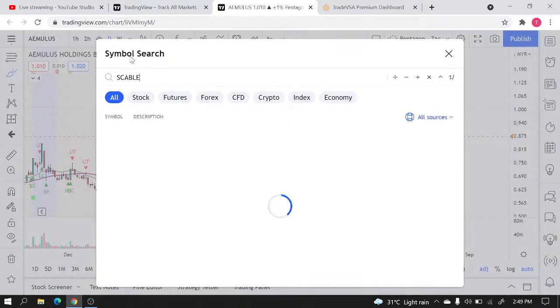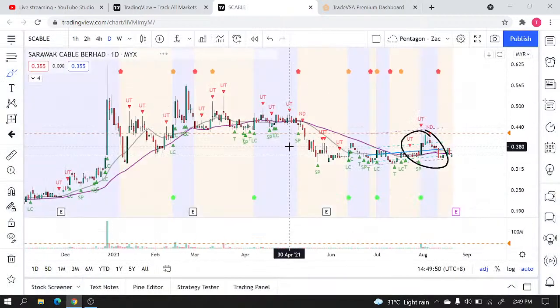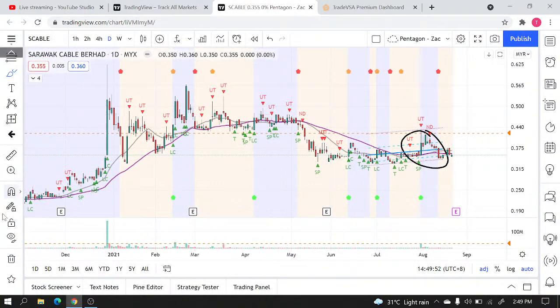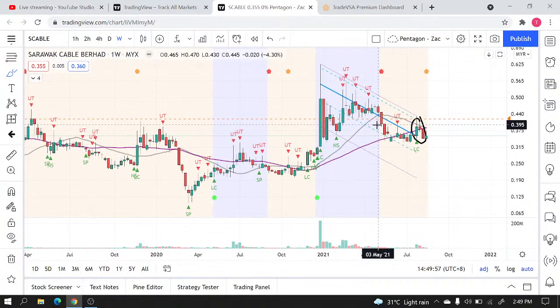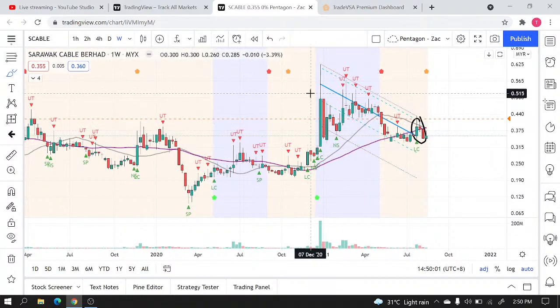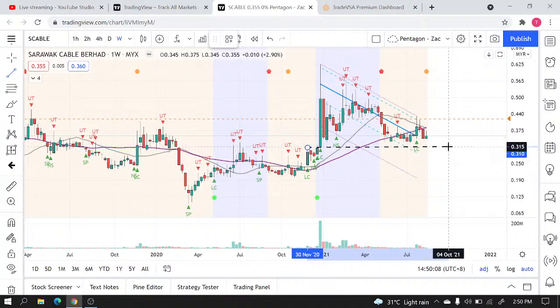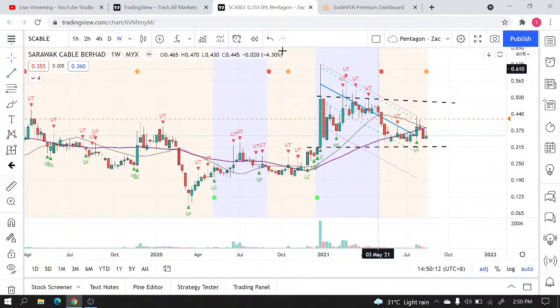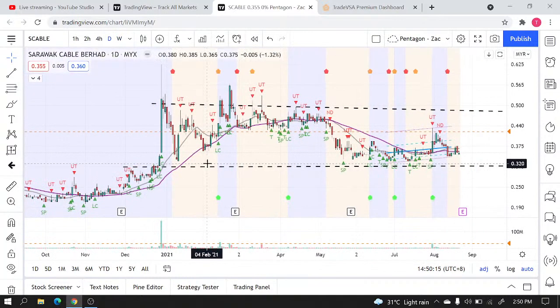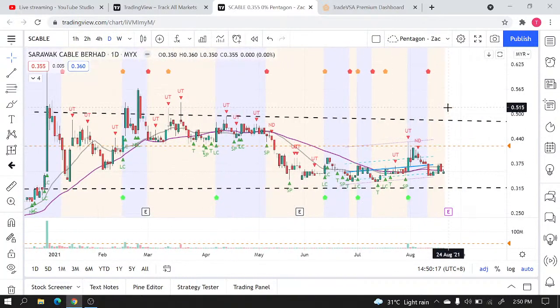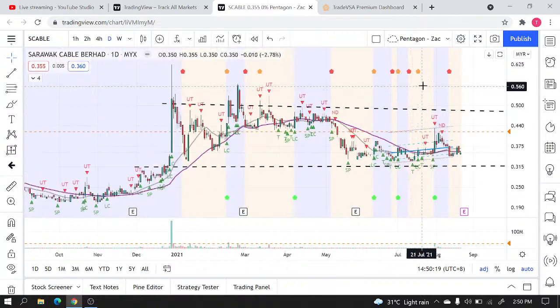Okay, Scable. Probably I take one or two more questions, then we will close for today. Scable, let's look into weekly. Long term wise, they are still holding on the NS. Sorry, not NS, the LC. They are still holding on this LC. Let's go back to daily. So this is the LC range based on the weekly charts.